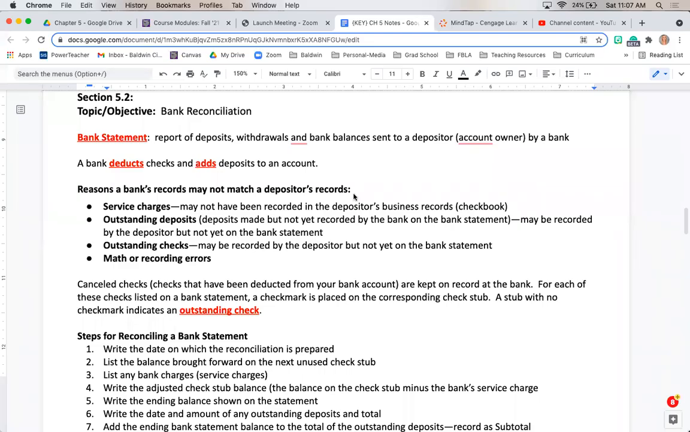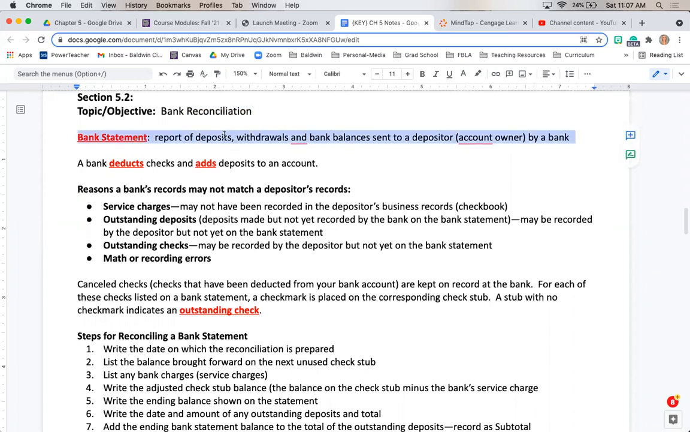Okay, chapter 5.2 is all about bank reconciliation. To reconcile is to make something equal or match. So in this case, we're reconciling what our bank is saying is in our checking account balance with what our records are saying is in our checking account balance.